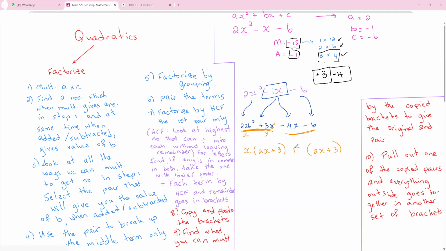Next, find out what you can multiply by the copied brackets to give you the original second pair. Right? So this is your second pair here. So we want to know what I would multiply by here to give me the second pair. What I like to do is look at the term with x. So here I have 2x, and here I have negative 4x. If I have 2x, what would I multiply by it to give me negative 4x? In order to make 2 into 4, I have to multiply by 2.